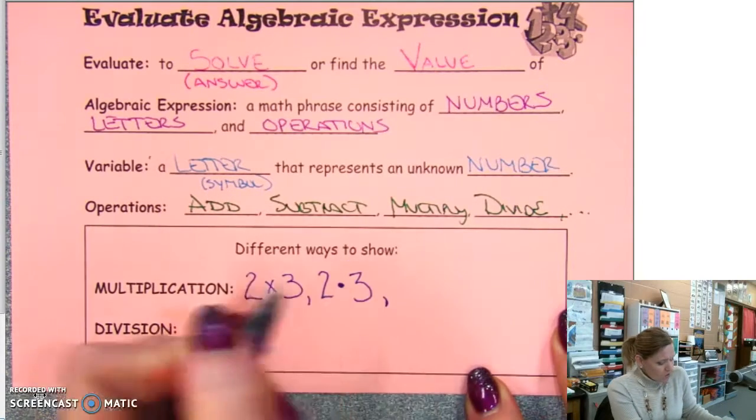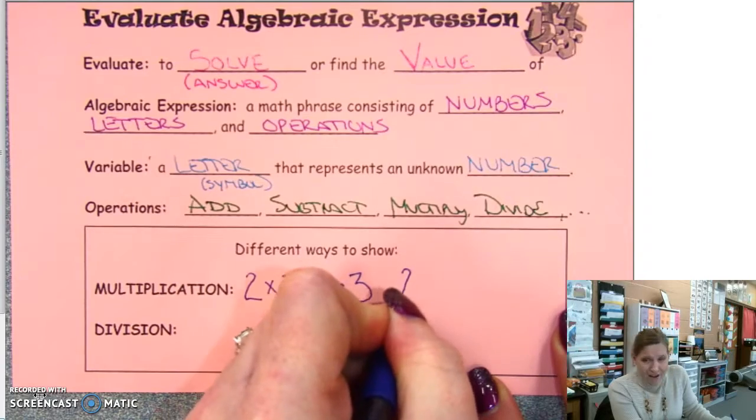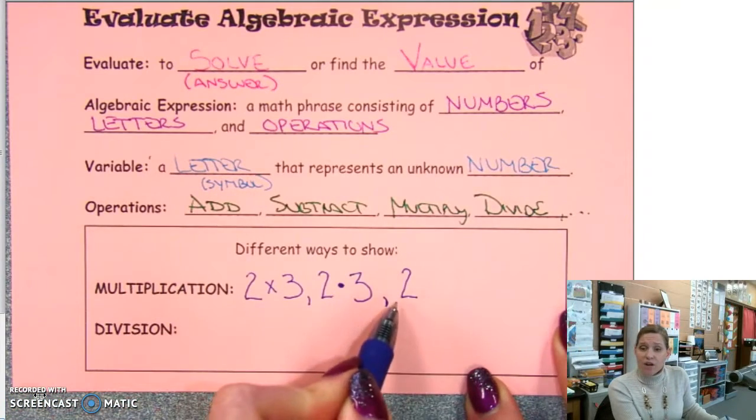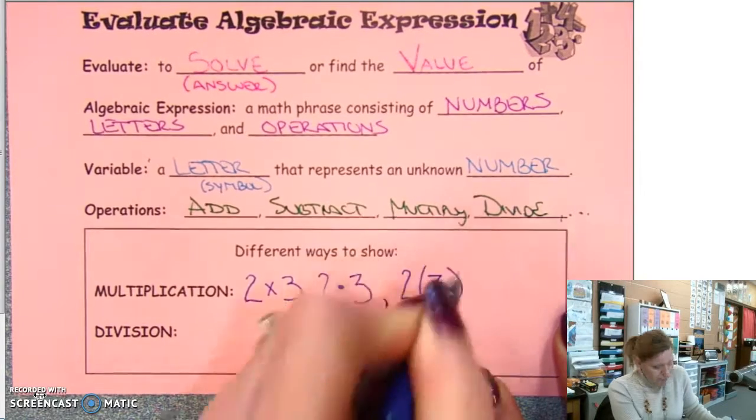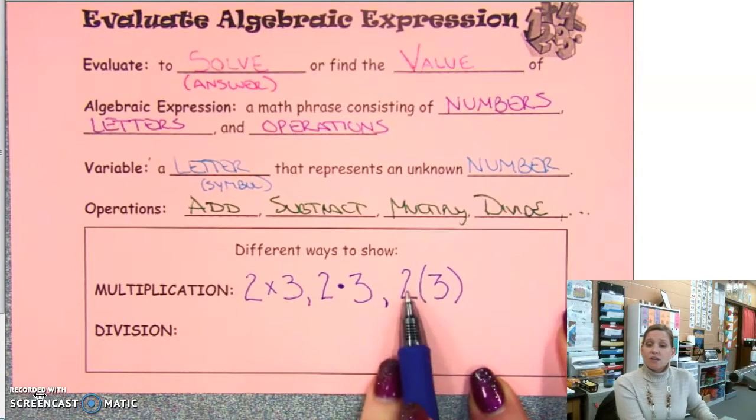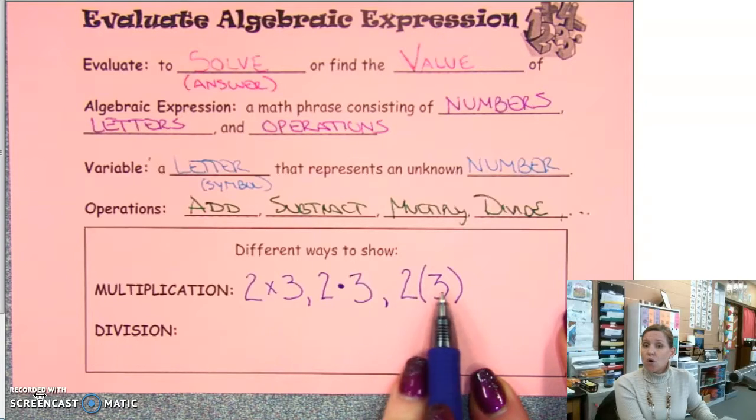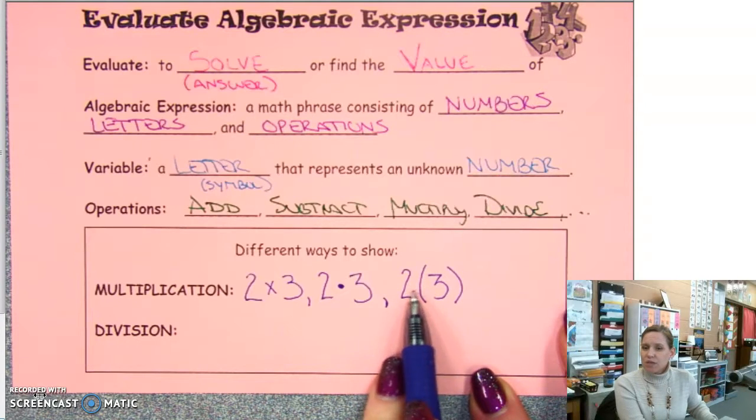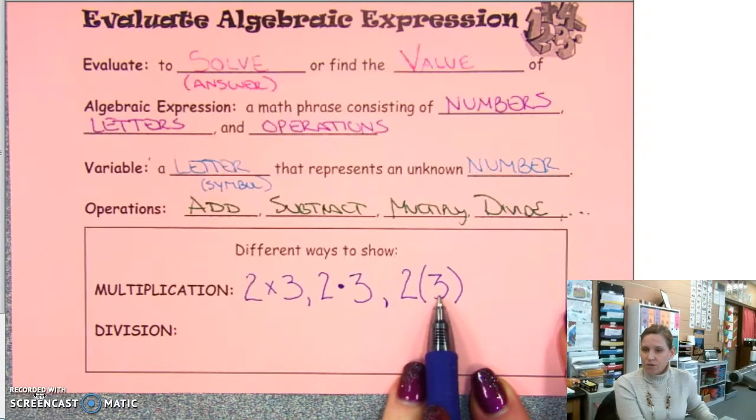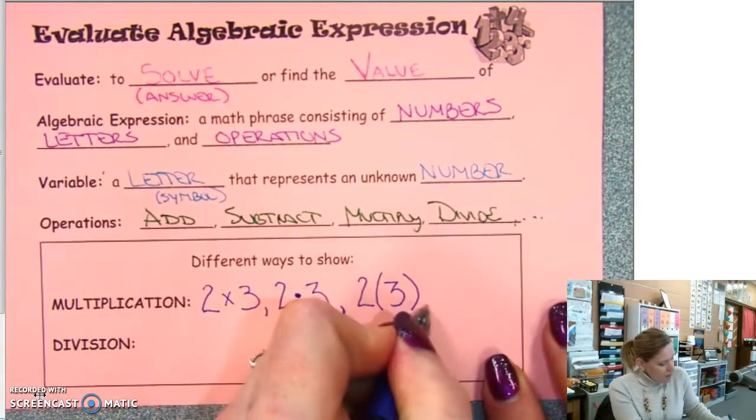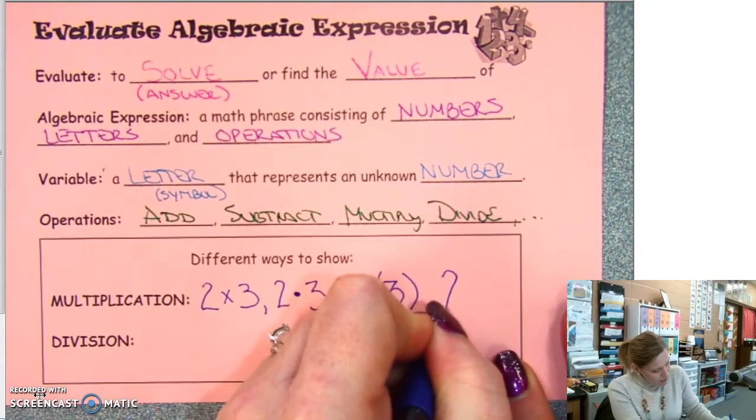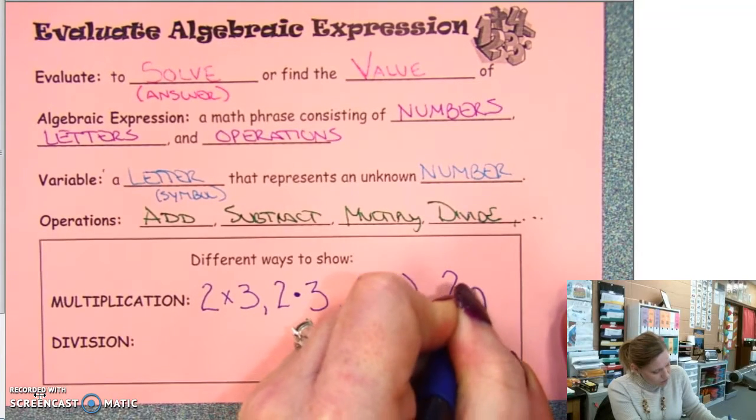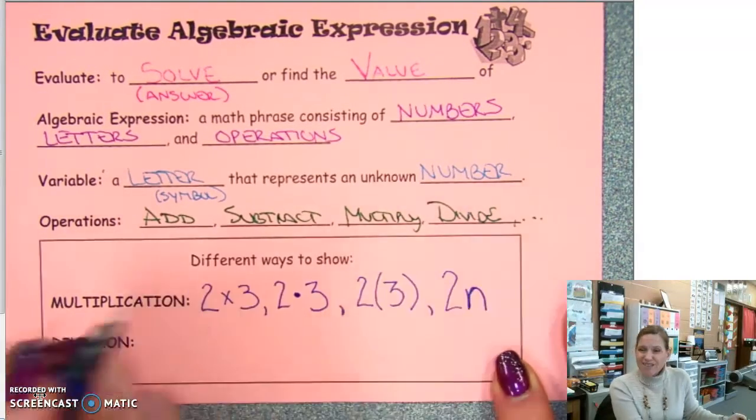You could also see it written where we don't have the symbol at all, and you have a number written down, and maybe the next number is in parentheses. So there is a number next to parentheses and there's no operation in between. This means that you are multiplying 2 times 3. And then the next one you're going to see now that we are using variables is, again, we leave out the multiplication symbol altogether. I'm going to use the letter N.